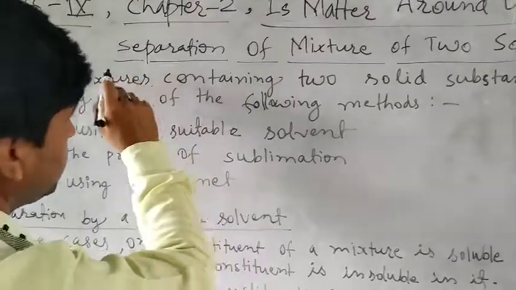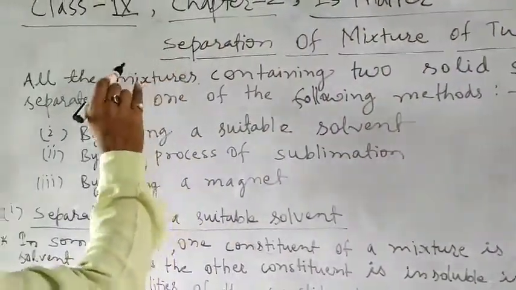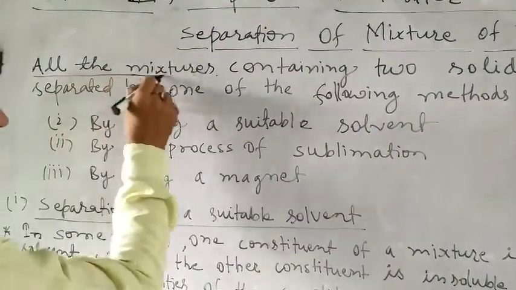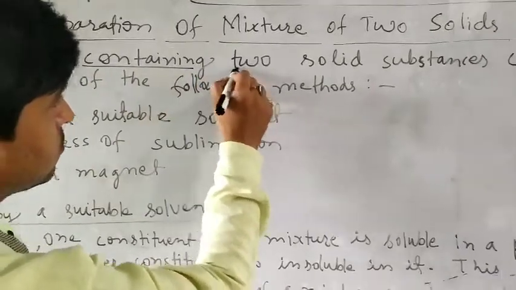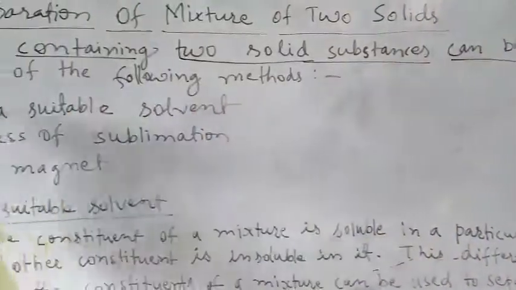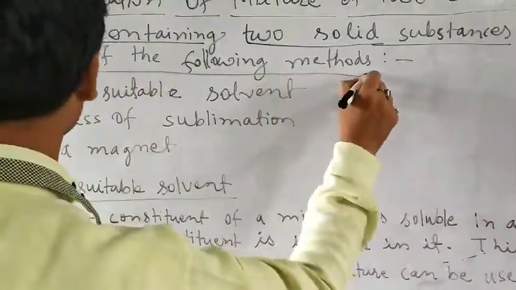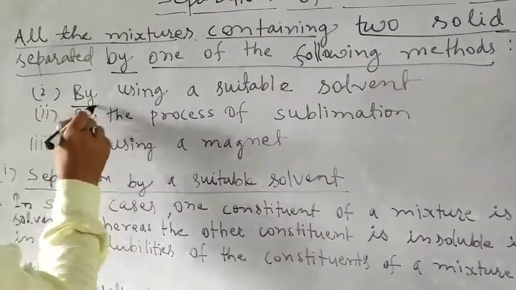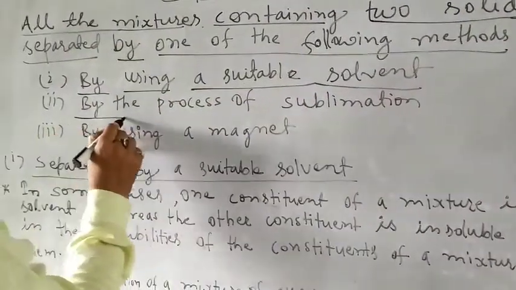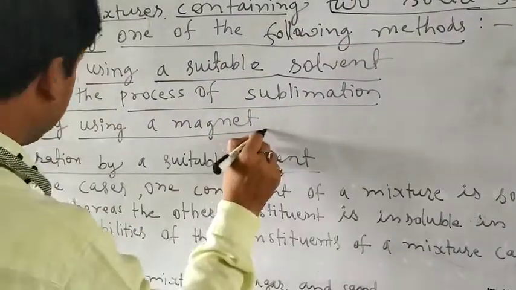We have to explain separation of mixture of two solids. All the mixtures containing two solid substances can be separated by one of the following methods. First one, by using a suitable solvent. Second one is by using process of sublimation, and third one is using a magnet.